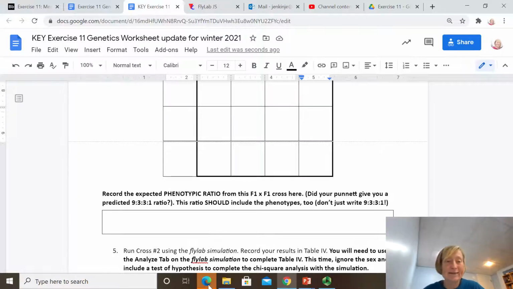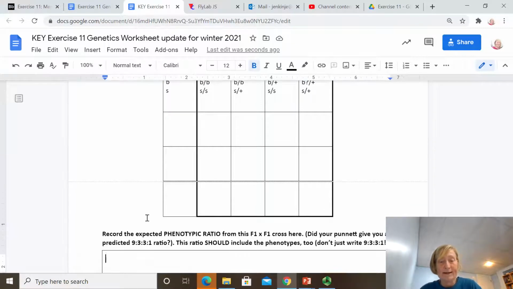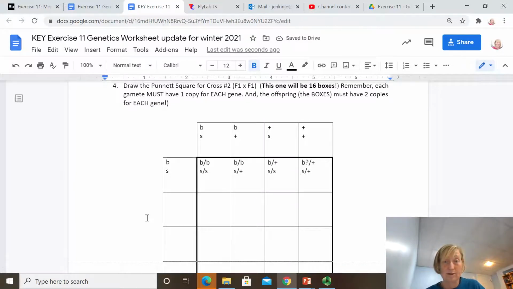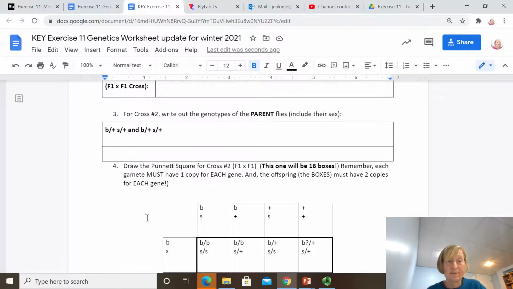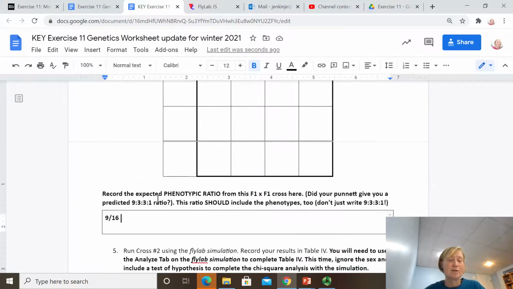But don't just write 9:3:3:1 ratio. Write 9/16 of the offspring should be, 9 of those 16 boxes should inherit both the wild type alleles, like both the wild type traits. So they should be wild type for eye color and wild type for bristle shape. And then 3 of the 16 boxes should be wild type for eye, but shaven for the bristles.